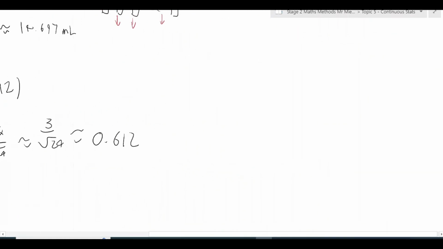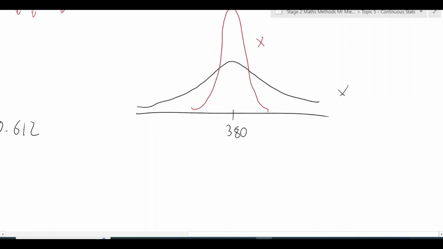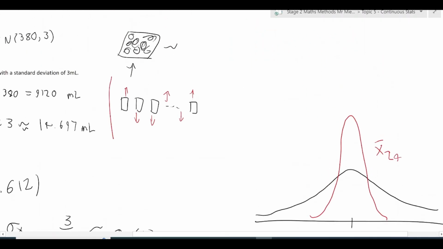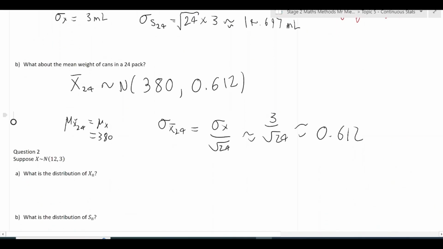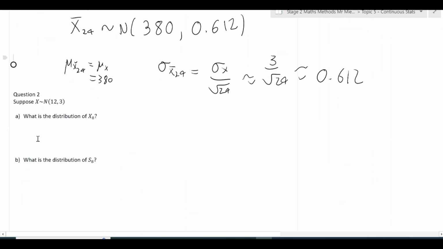So if you want to look at the distribution of X, it's probably looking something like that. But if you want to look at the distribution of X̄24, it's looking something like that. So the standard deviation is getting lower. And again, that's because you've got all these cans canceling each other out. I often find the S.D. a lot easier to understand than the X̄, but that's the idea behind this stuff.